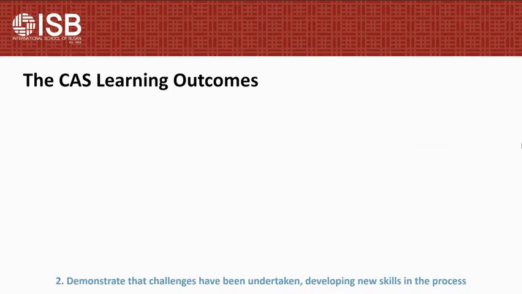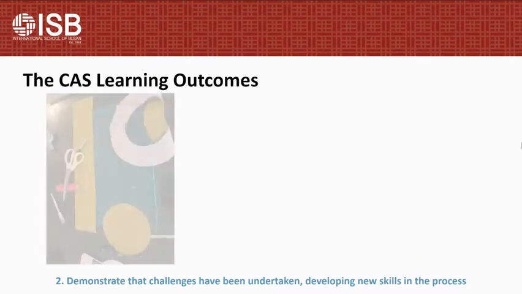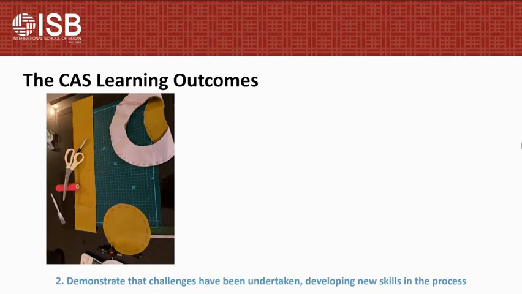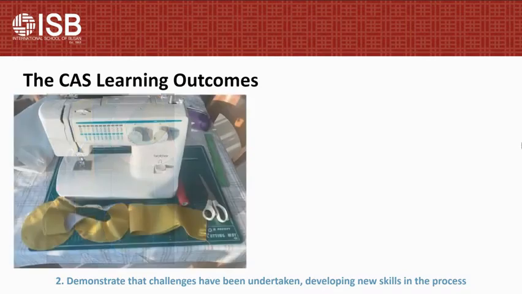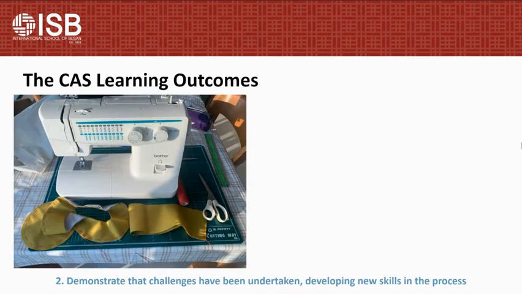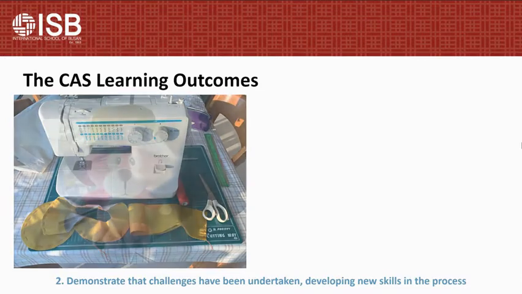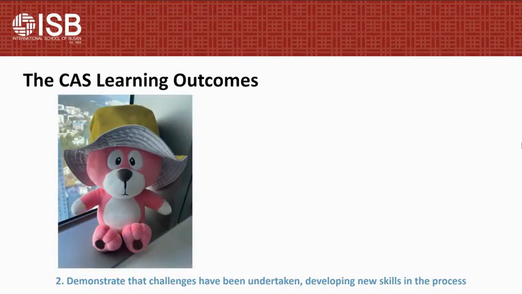The second learning outcome is to demonstrate that challenges have been undertaken and developing new skills in the process. And so, a couple of examples here. One of them, a student wanted to learn more about fabricating things out of different materials. And so they decided to make a hat. And so this was their process. They learned more about sewing and the process of making a hat. And so they developed their skills, and you can see a cute little final product.